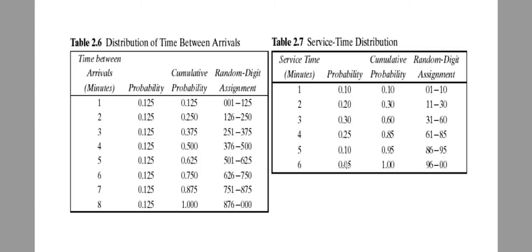For service time, we'll do it like that also. In this lecture, the service time probability is given. If it was not given, then we can do 1 divided by 6, which would be 0.166 for every minute. So it is given here. If it is given, then we can find out the cumulative probability and do the random digit assignment. Okay.